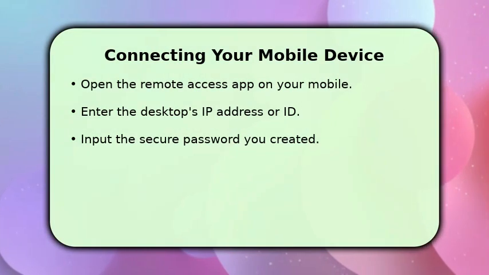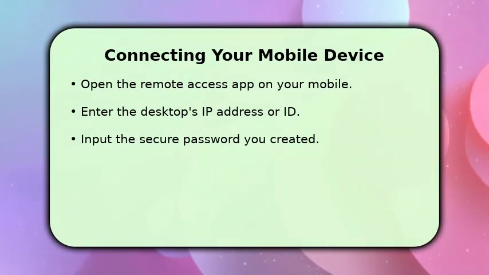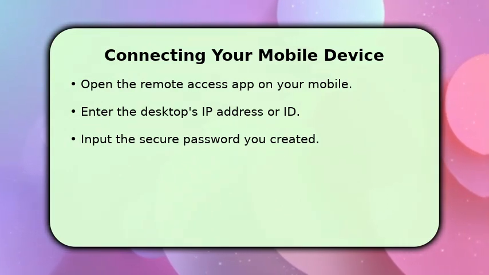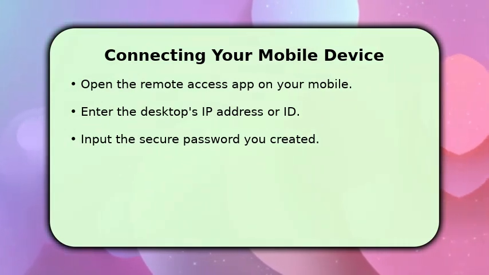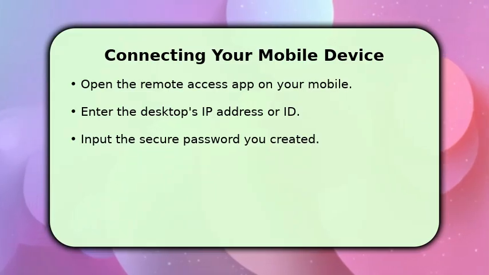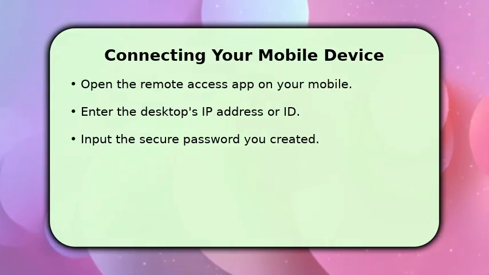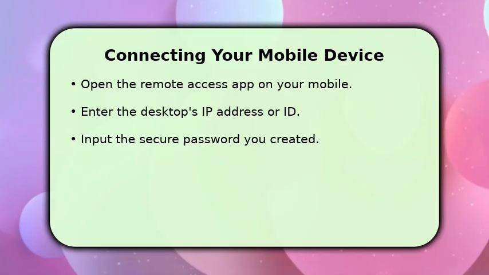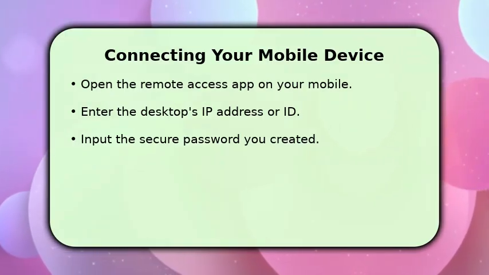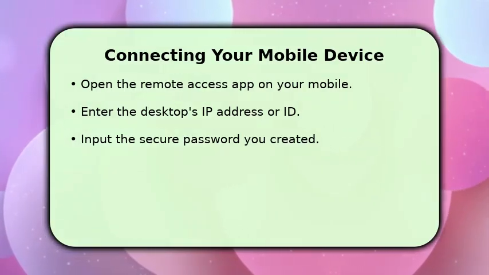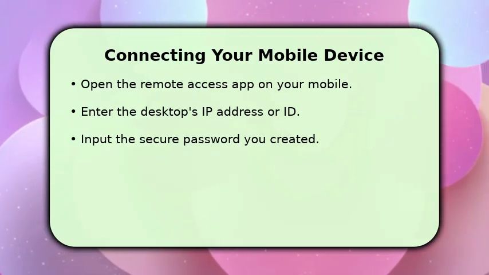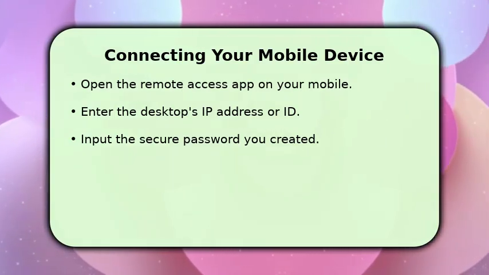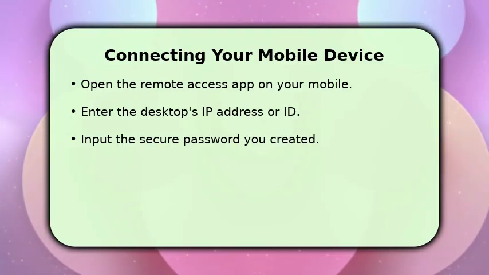With the desktop configured, it's time to connect from your mobile. Open the Remote Access application on your smartphone or tablet. You will be prompted to enter the unique ID or IP address of your desktop computer. After inputting this, provide the strong password you previously set up. Once these details are correct, initiate the connection to establish remote control over your desktop.